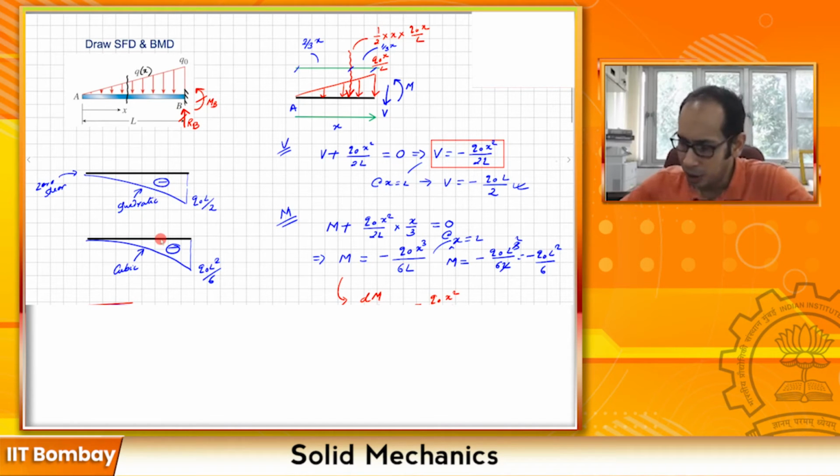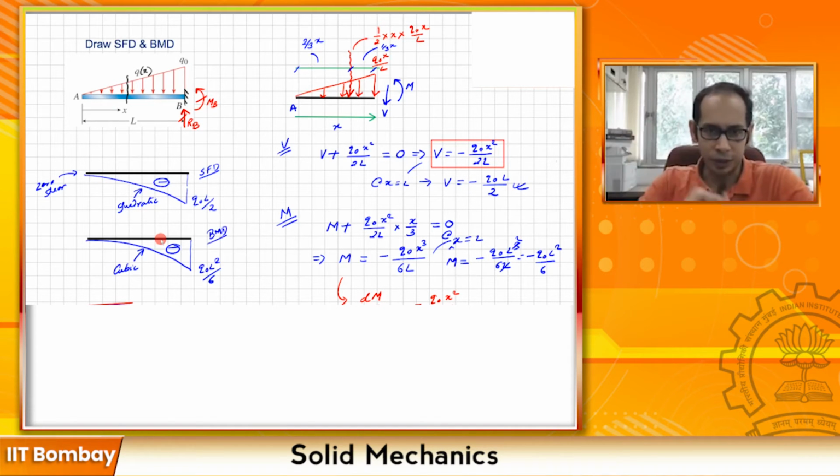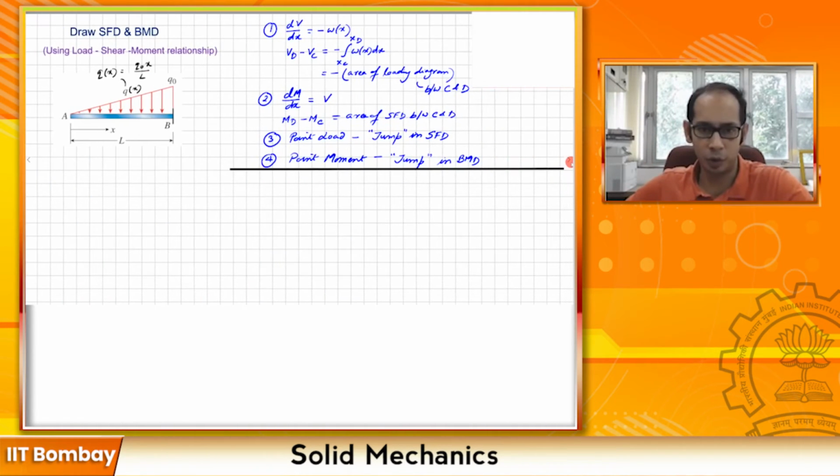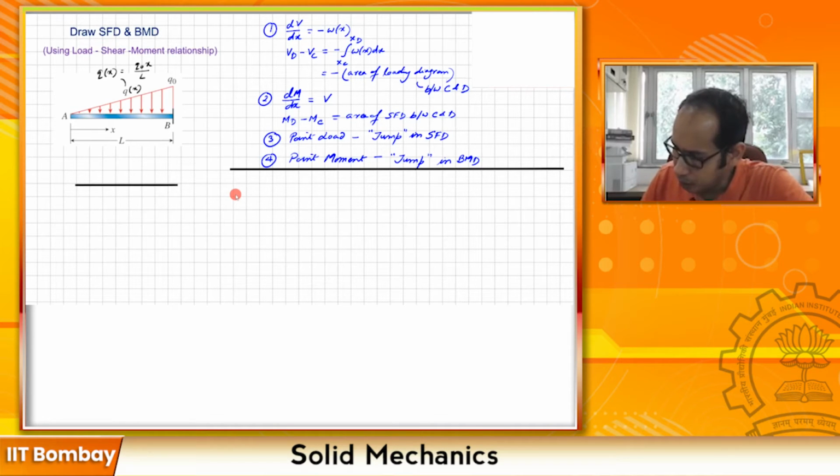So here this was our SFD and this was our BMD, right? So let's go ahead and now use the relationships to see if we get the same shear force diagrams and the bending moment diagrams or not. Okay, so first of all, let's again draw the couple of beams which we always typically do to mark the different diagrams.